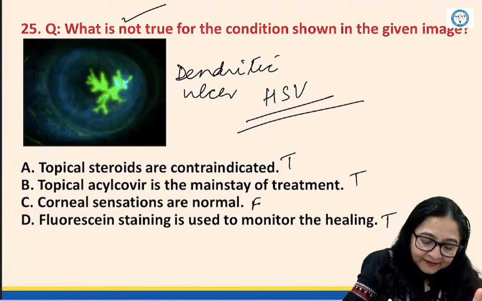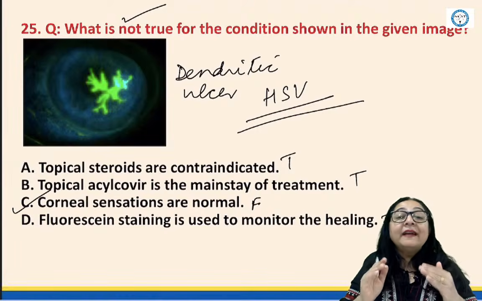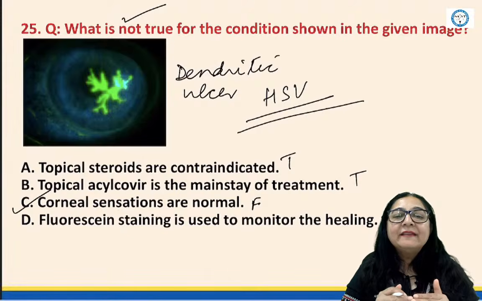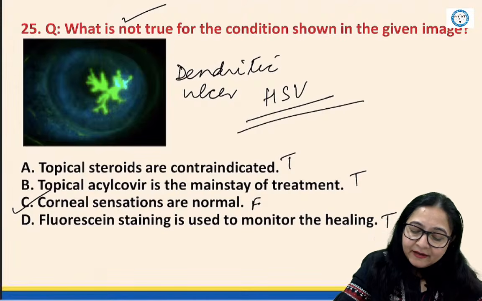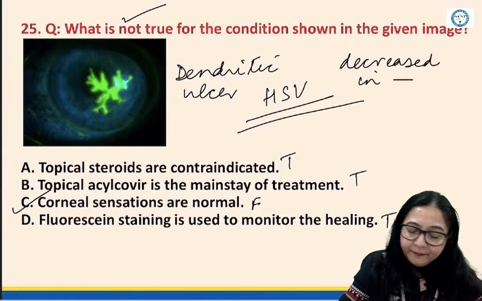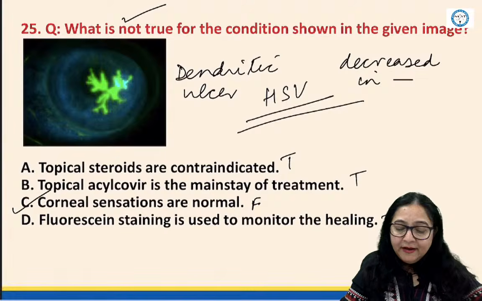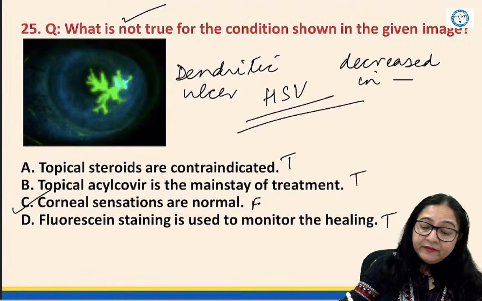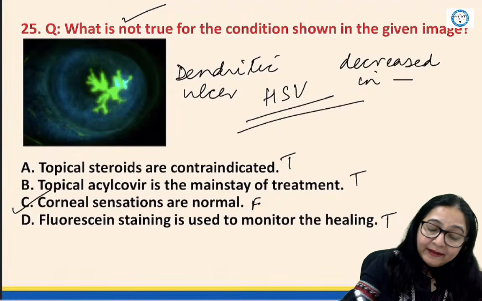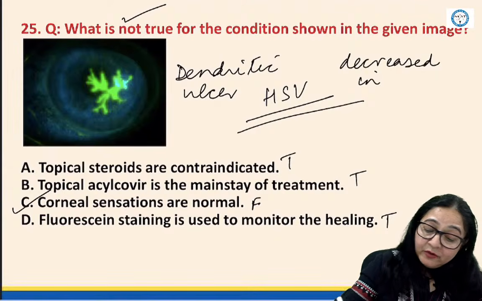So the right answer here is C, because that is false. Corneal sensations are decreased in the cases of viral keratitis. Okay beta, the corneal sensations are decreased in the cases of viral keratitis. So this is how you attempt your questions, bachche.